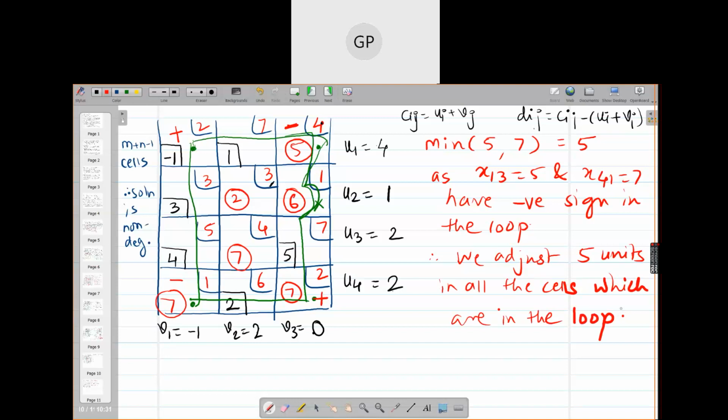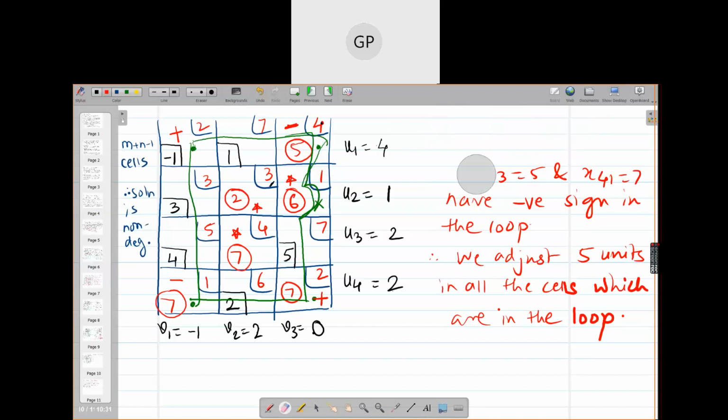And the cells which are not in the loop, like this 2, I'm making a star, and these three cells will remain as they are. There will be no changes in the units placed. Finished writing this? Finished or not? Yes, ma'am. Okay. So can I erase this part? We will write the new solution here itself.